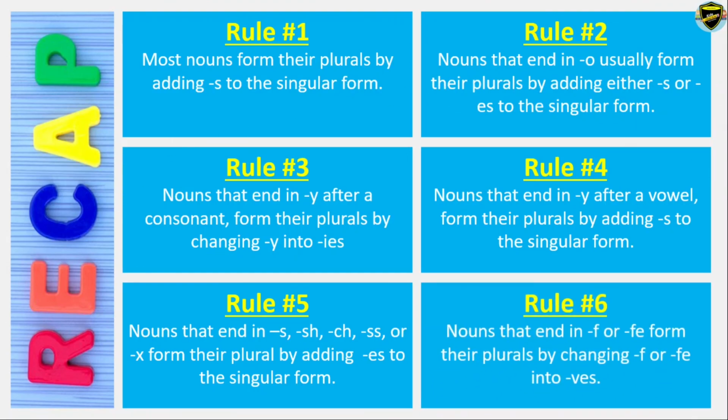And rule number 6 says nouns that end in f or fe form their plurals by changing f or fe into ves. I hope you will remember how to use rules and change the singular into plural correctly.